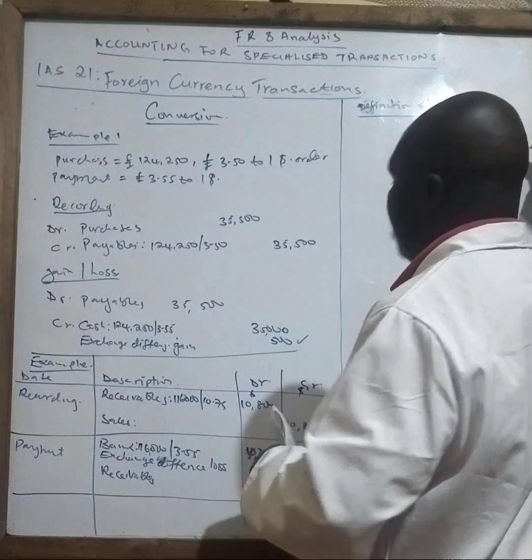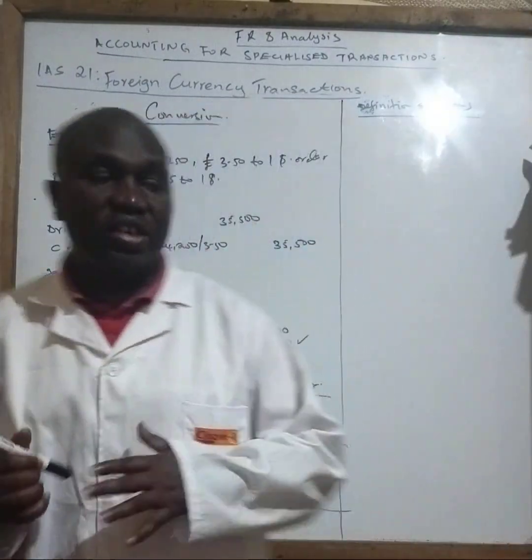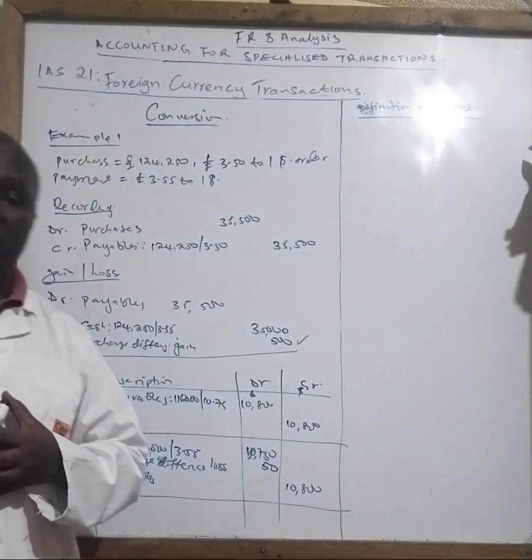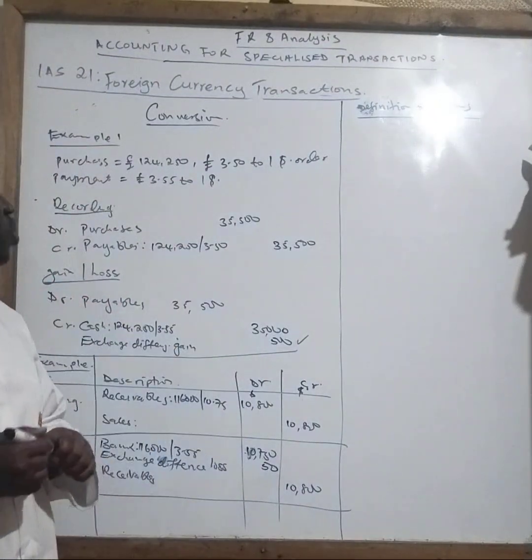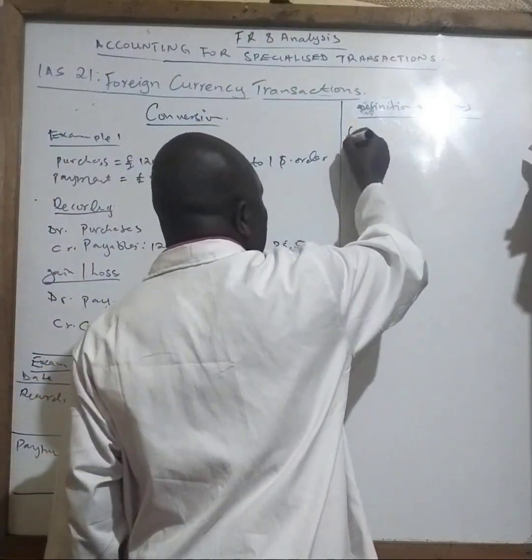Before I proceed with the examples. Now, when we talk about definition of terms, we have specific terms that are supposed to be understood clearly from IAS 21. The first term is what they call foreign currency.